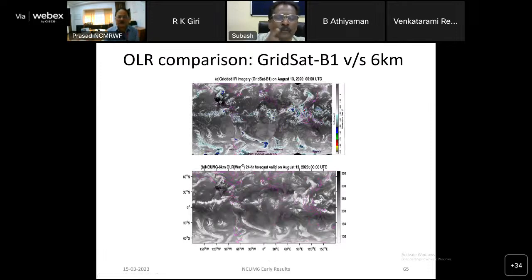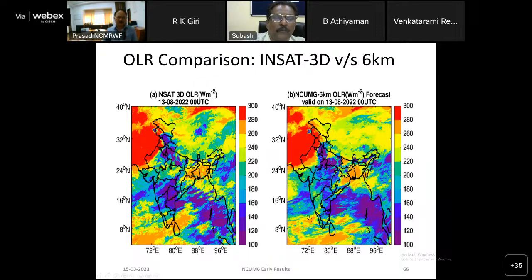This shows the OLR from global satellite data, and this figure shows the OLR generated from the model, and the figure is quite encouraging. Both patterns are matching very well, and the features are very well matched. This is encouraging for the initial 6 kilometer runs using the UK Met Office model and the NCMWF-developed model. You can see the OLR over the Indian region also, and the patterns are very well matching.